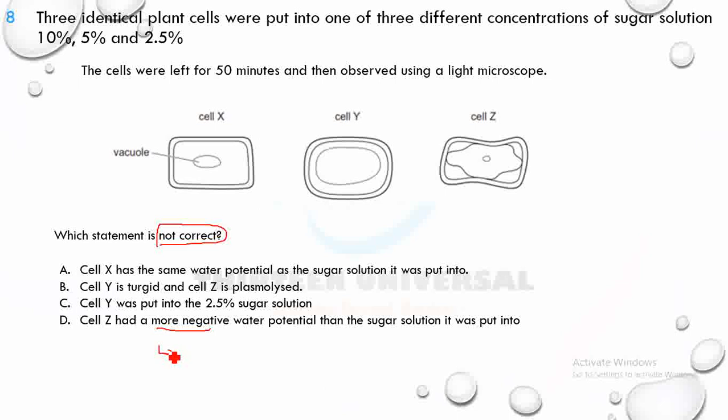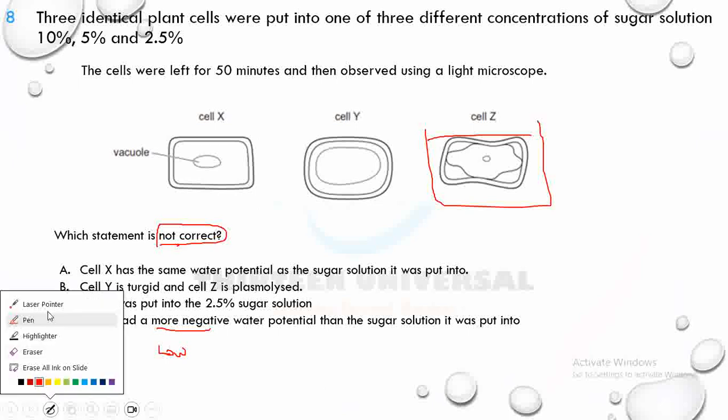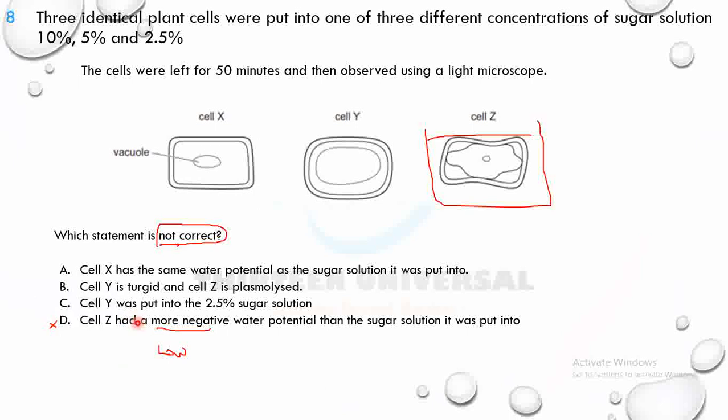Now, if it has lower water potential than the solution, that means water would have moved into cell Z, and it would have become turgid instead of being plasmolyzed. Okay, that means that this statement is wrong. It's a wrong statement. That's the one that is not correct. So cell Z definitely had high water potential. That's why it lost water and became plasmolyzed. So the answer is D, guys.